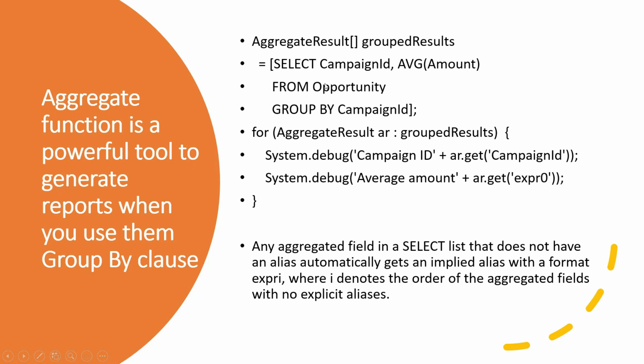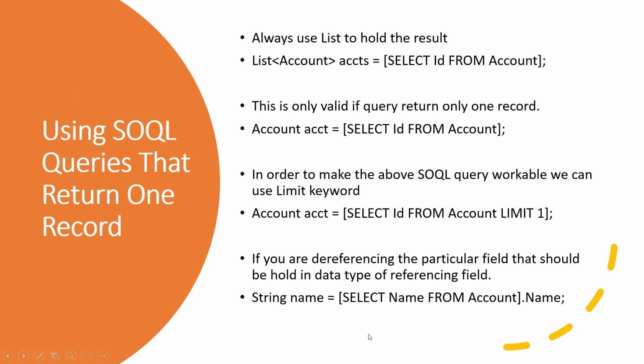Any aggregated field in the select list that does not have an alias, and we haven't used any alias name in the above SOQL query, automatically gets an implied alias with the format exprI, where I denotes the order of the aggregated field with no explicit alias.